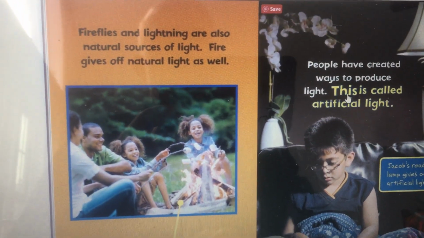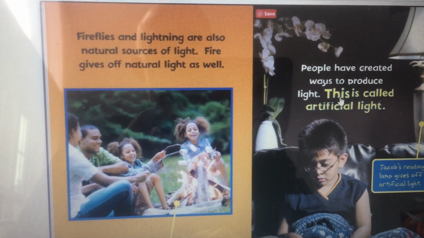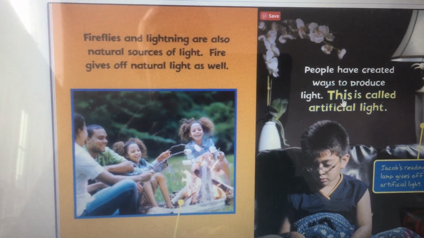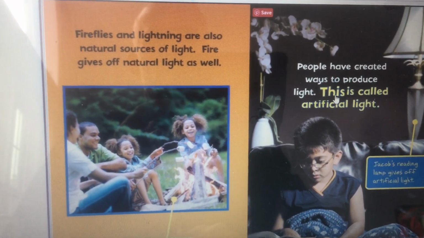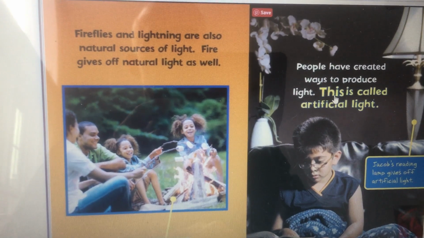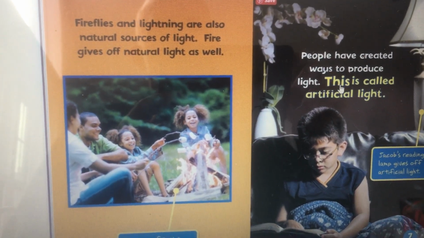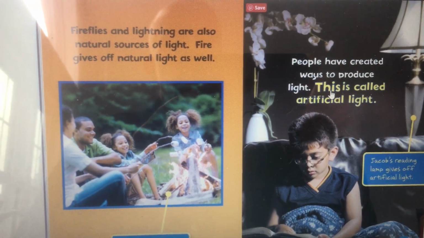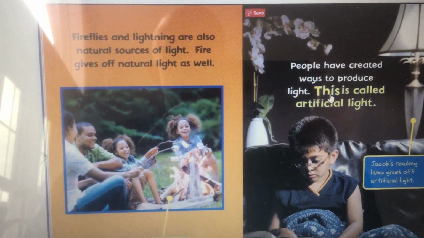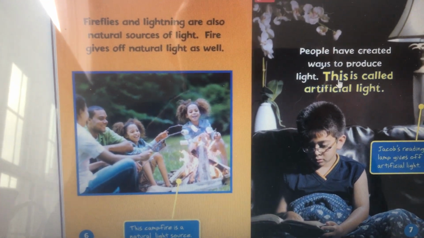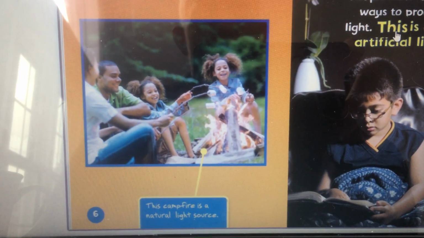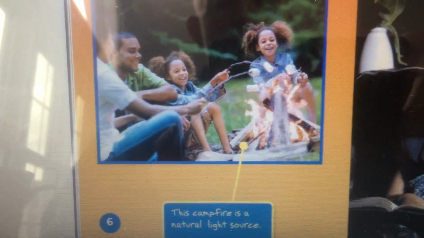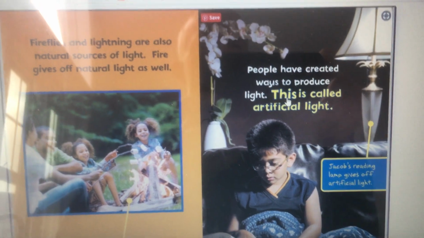Fireflies and lightning are also natural sources of light. Fire gives off natural light as well. So although most light on Earth comes from the sun, some smaller amount of light on the Earth comes from other natural sources like fireflies and lightning and fire in general. At the bottom of the page, there is a caption which says, this campfire is a natural light source.